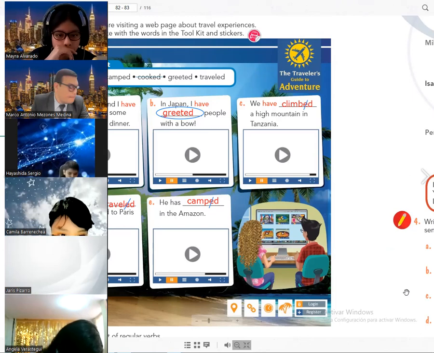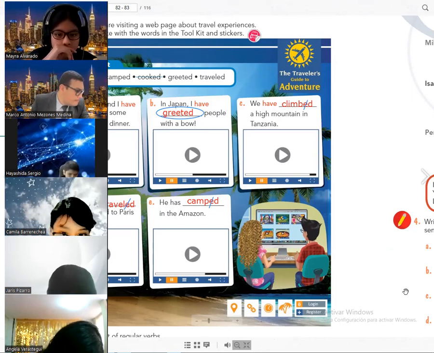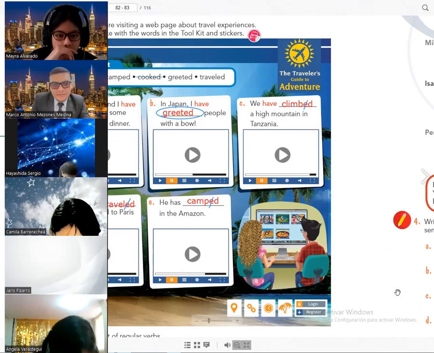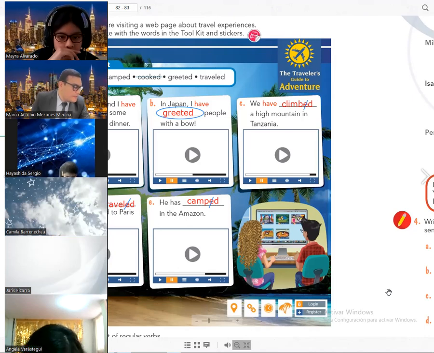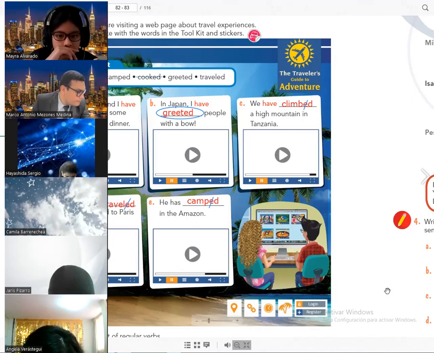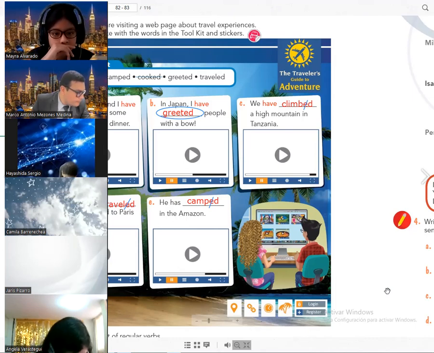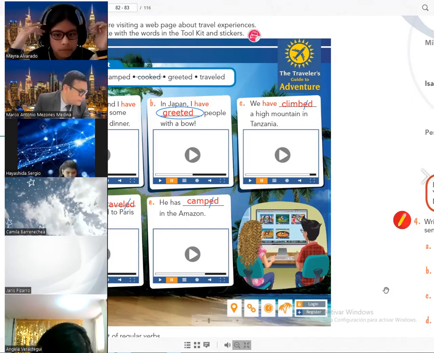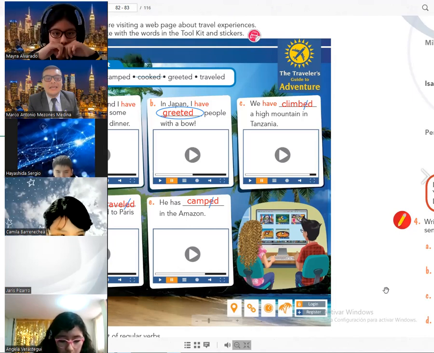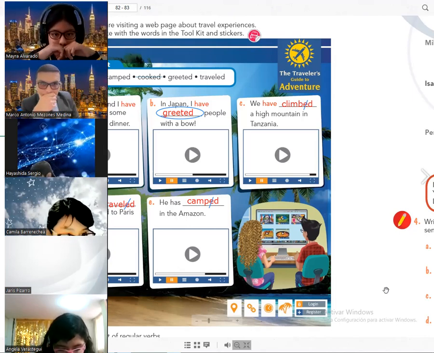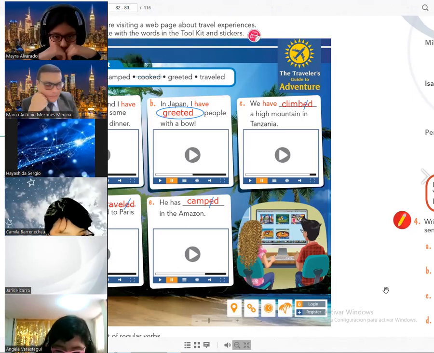My friends and I have cooked some fish curry for dinner. In Japan, I have greeted people with a bow. We have climbed a high mountain in Tanzania. Sarah has traveled from Madrid to Paris by train. He has camped in the Amazon. Yeah, good. Thank you. Valentina Heredia. Okay, perfect.